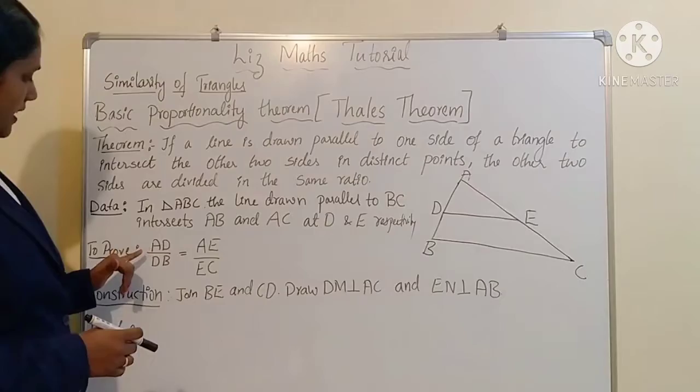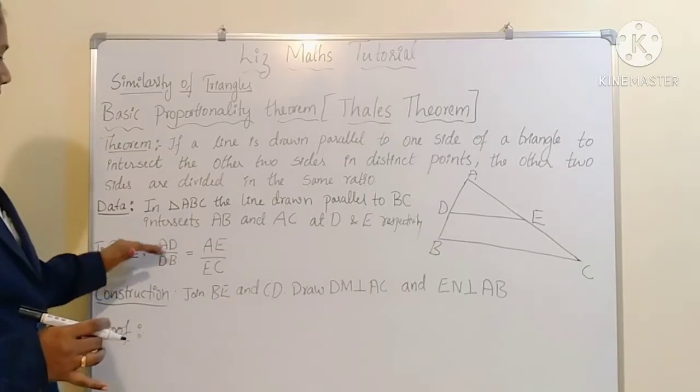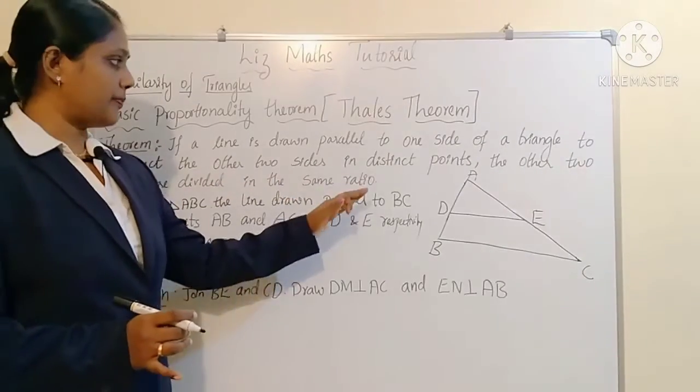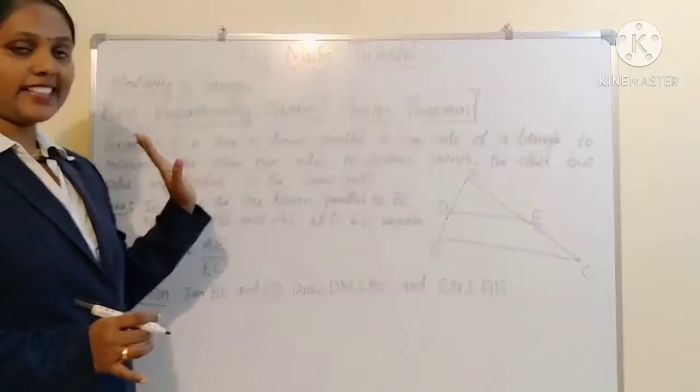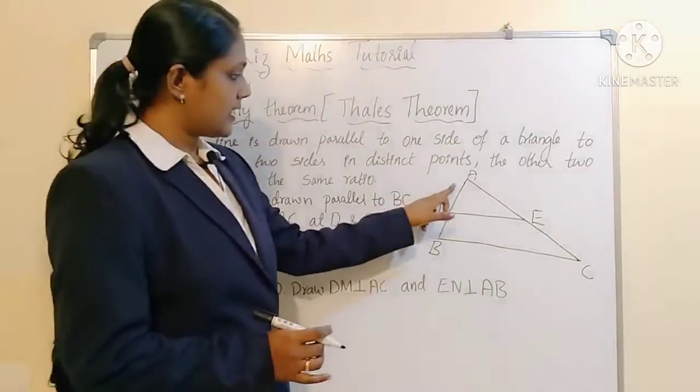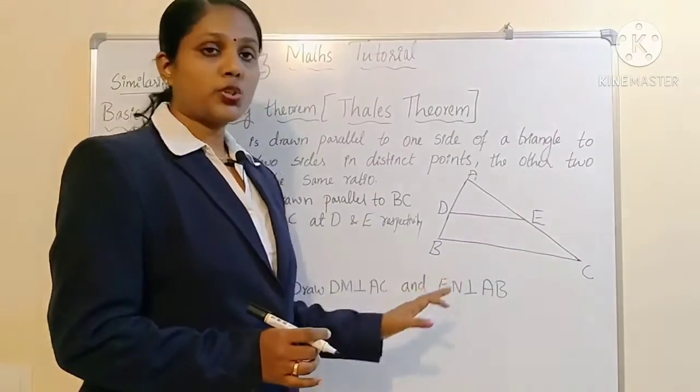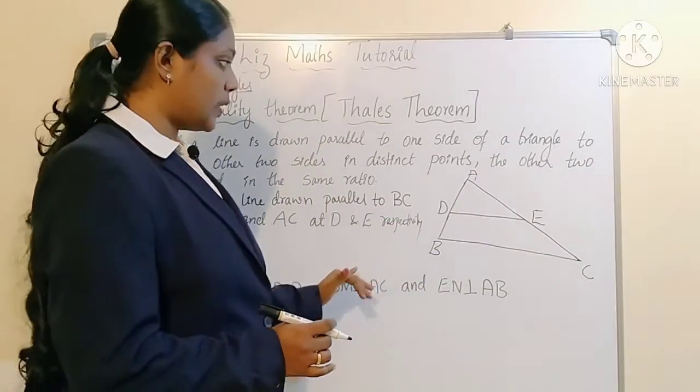Now we have to see here, prove. What to prove? That is also here in the theorem. What we have to prove? We have to prove that two sides are divided in the same ratio. That means this side and this side should be equal. That you have to prove.